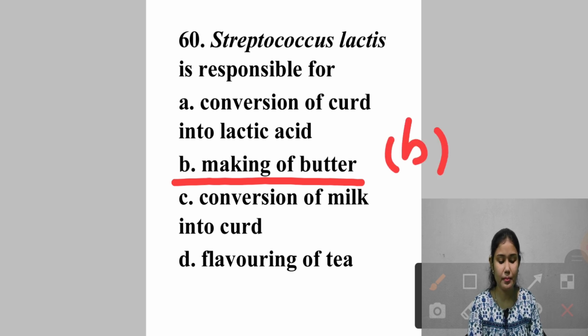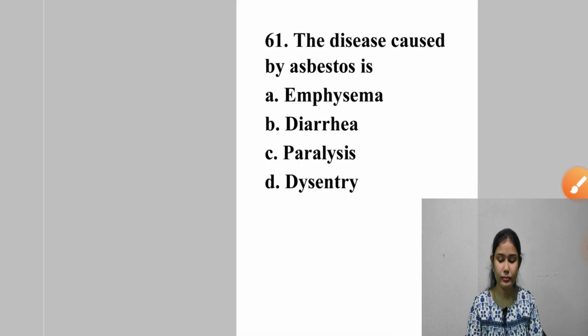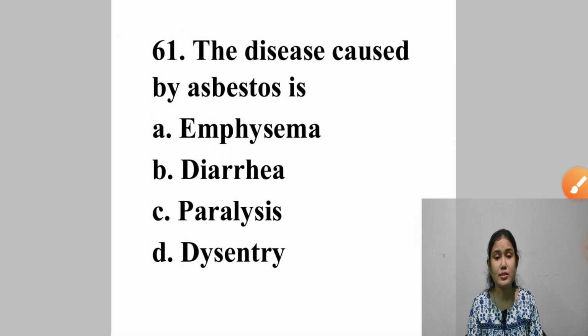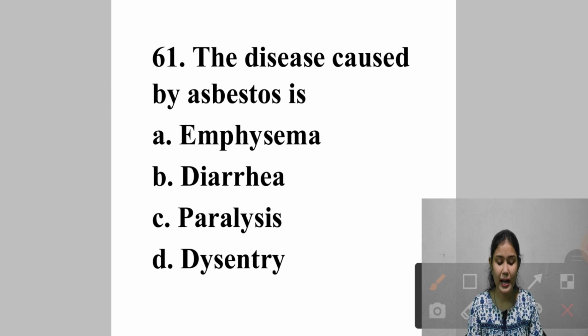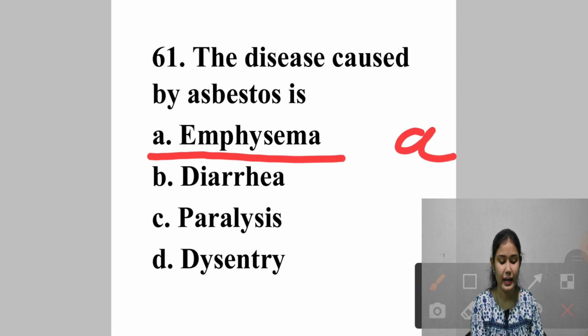Now come to question number 61. The disease caused by asbestos is A, emphysema, B, diarrhea, C, paralysis, D, dysentery. Okay, तो asbestos की वजह से कौन सा डिजीज होता है हमारा emphysema. Okay, answer will be option A.